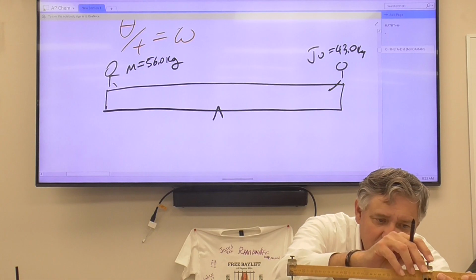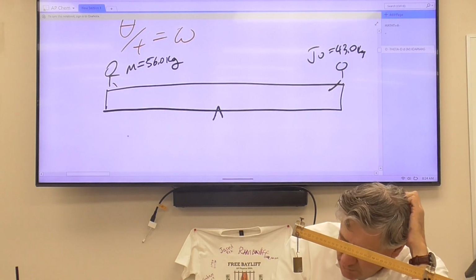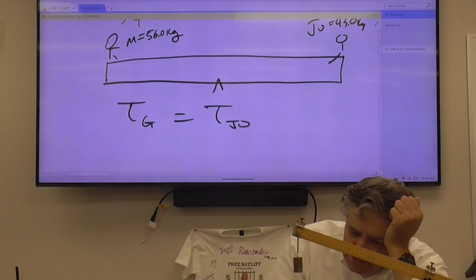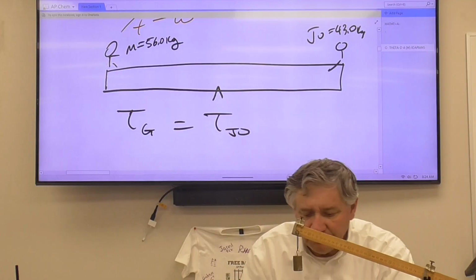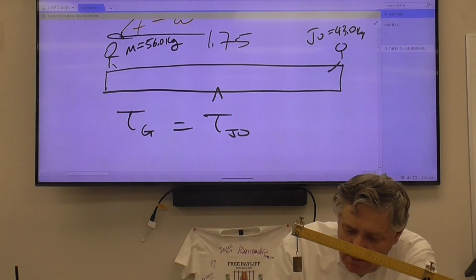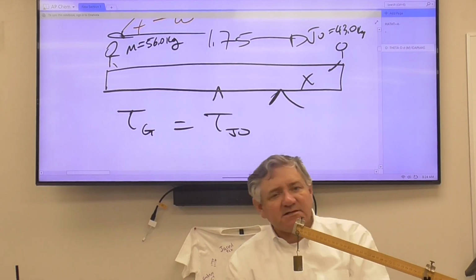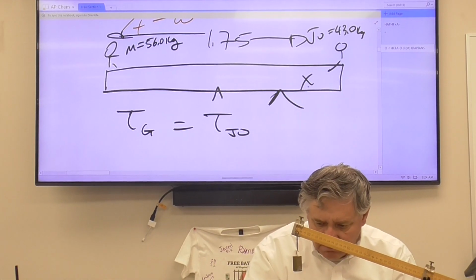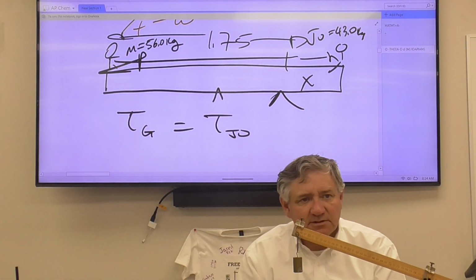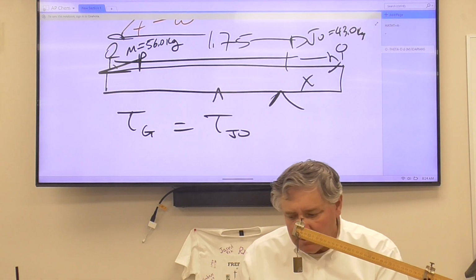So here's the basic idea: the torque from George has to equal the torque from Joe. Now this is where it becomes similar to the Lagrange problem. You know the total length of the board is 1.75 meters. So if you let the distance to Joe be x, what's left over for the distance of George? 1.75 minus x. Then it turns into an algebra problem.